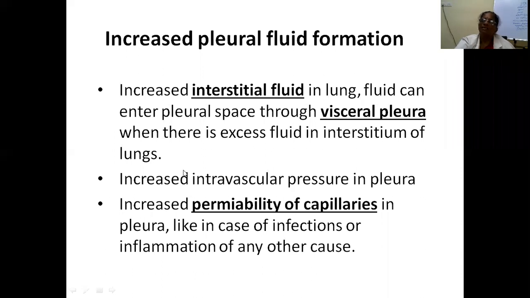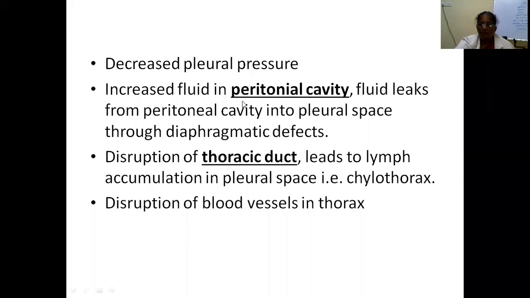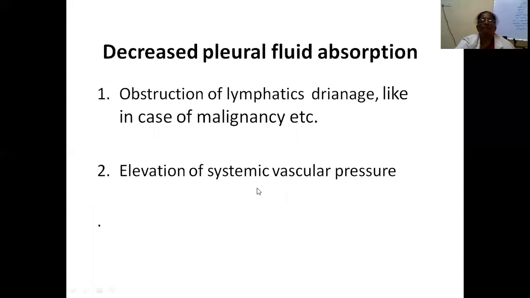Similarly, increased intravascular pressure of the pleura will also cause seepage of fluid into the pleural cavity. And increased permeability of the capillaries in the pleura will also be a cause for increased pleural fluid formation. And increased fluid in the peritoneal cavity also sometimes leaks into the pleural space through the diaphragmatic defects. And sometimes there is a disruption of the thoracic duct or disruption of blood vessels, which results in fluid accumulation in the pleural cavity.